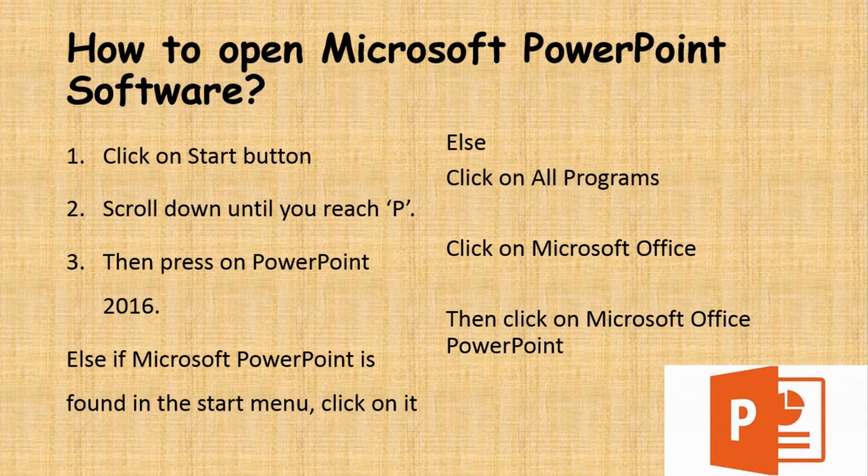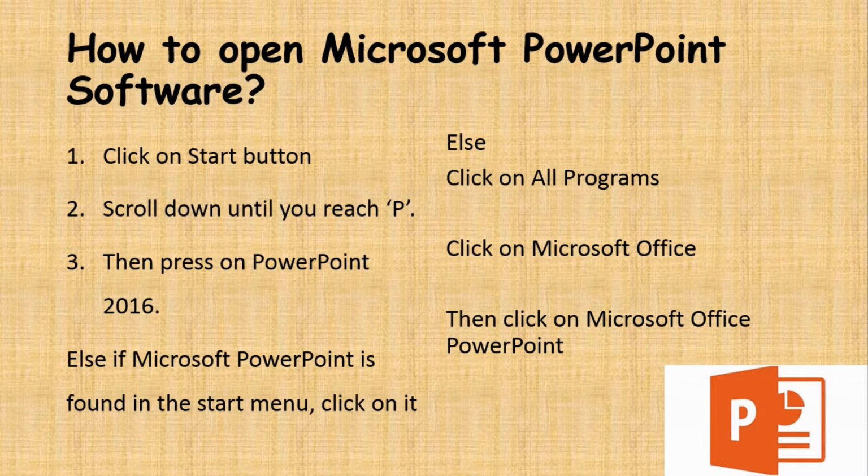For example, in Windows 10, the programs are listed alphabetically. Therefore, I will click on the Start button. PowerPoint starts with the letter P. Therefore, I scroll down till I reach the letter P. Then I press on PowerPoint 2016.